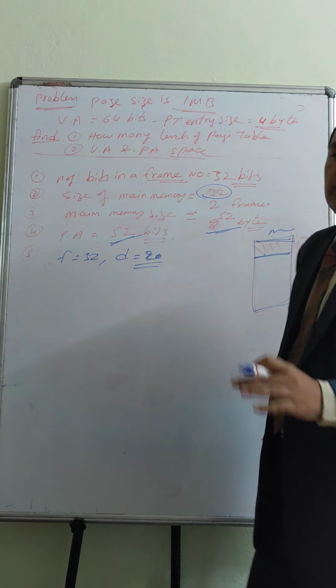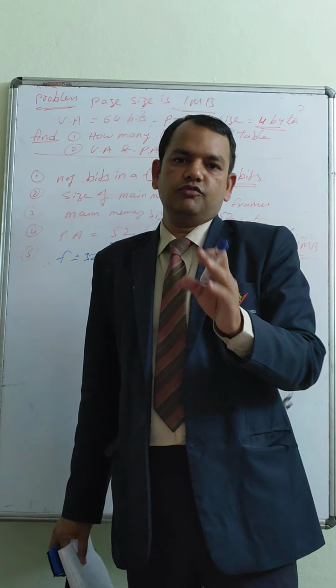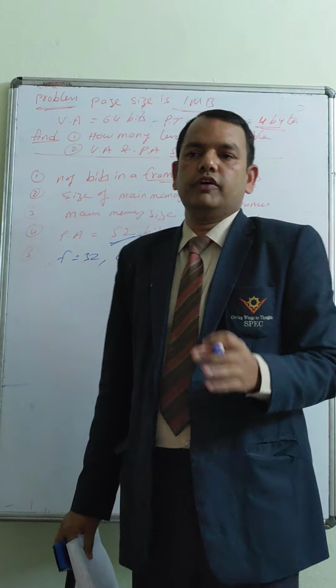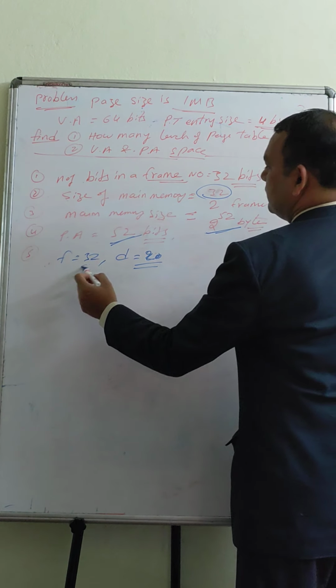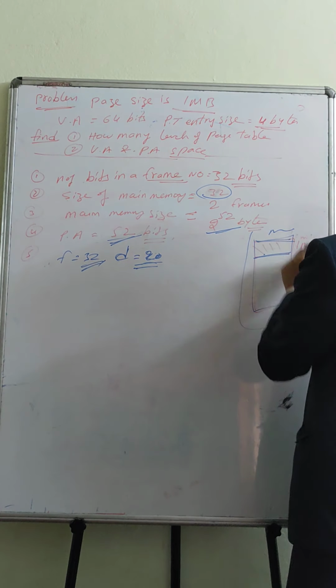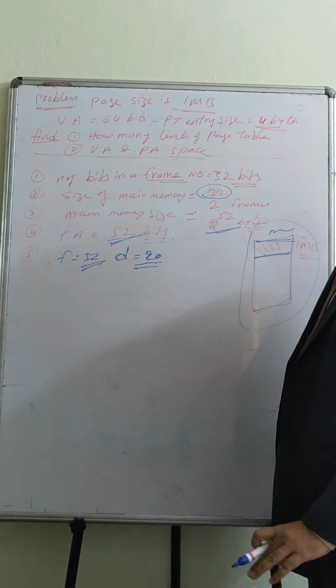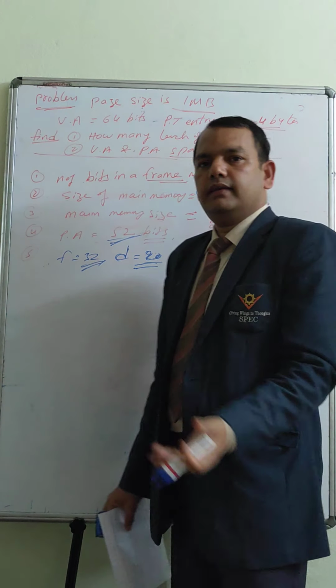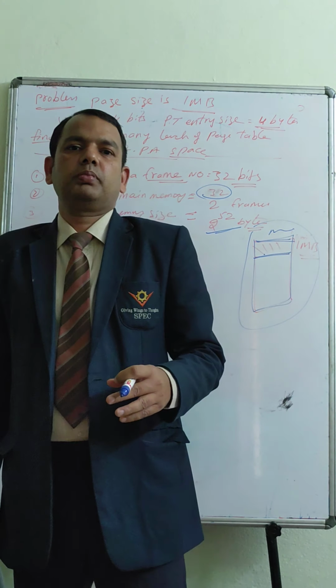How did we segregate the 52 bits? F plus D. For the frame, 32 bits; for the offset D, 20 bits. Now this main memory part we have calculated. Understood? Now we will calculate the secondary memory.